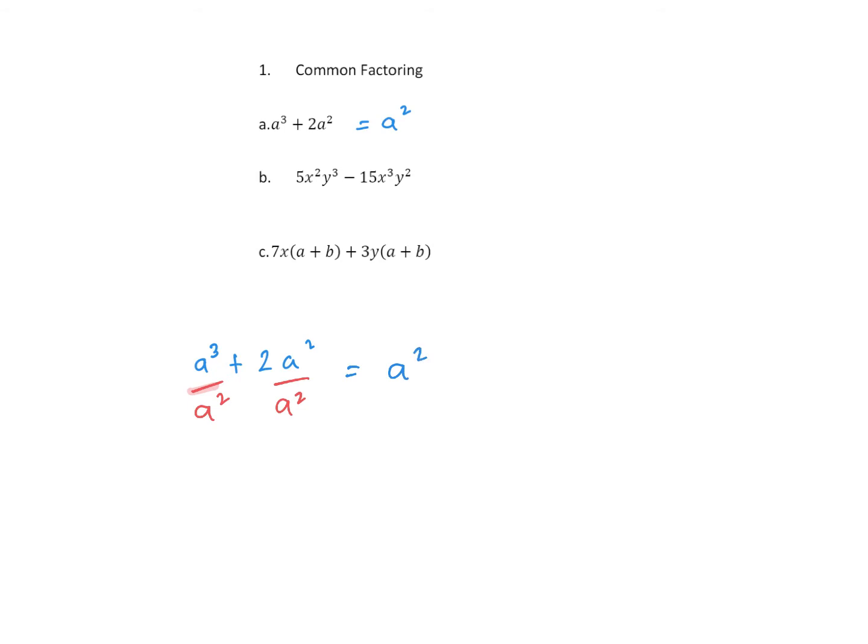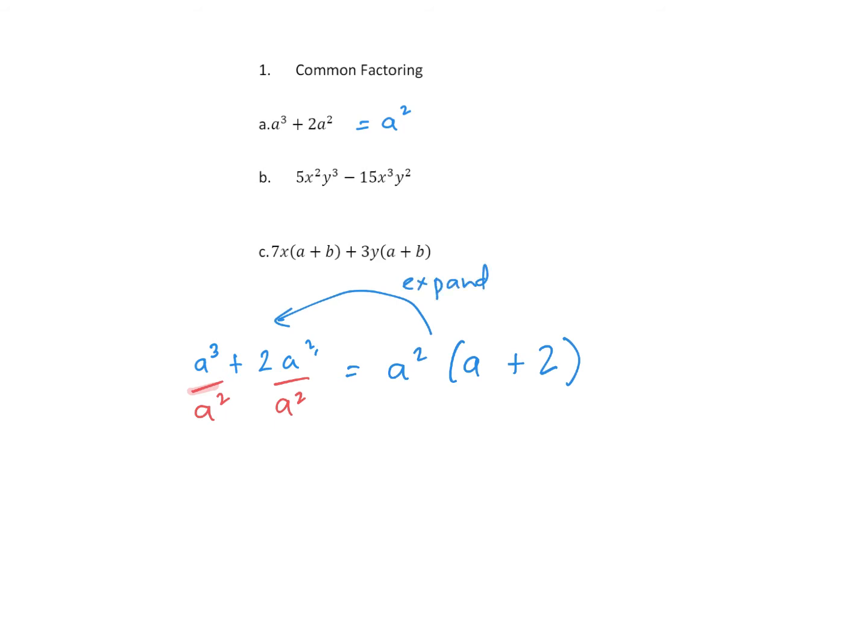So a squared is what is common. In the first term we had three a's. We factored out two, so we would have one left. In the second term there were two, we took out two, so we have none left. So factoring is like dividing, expanding is multiplying. If I expanded this bracket, I would get this answer.